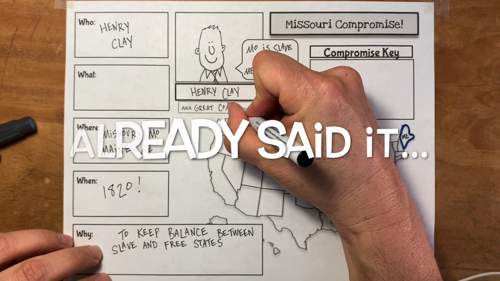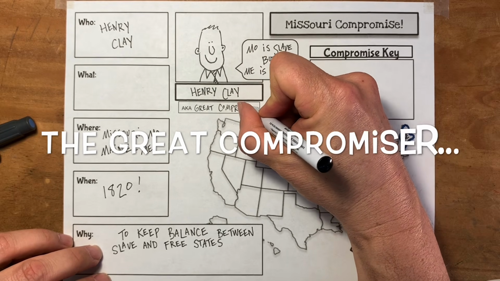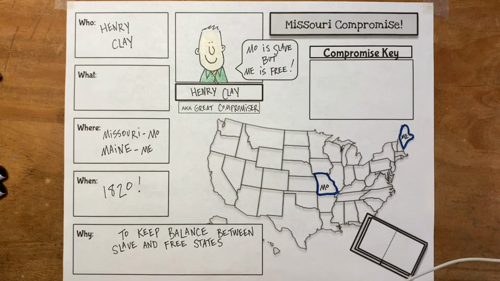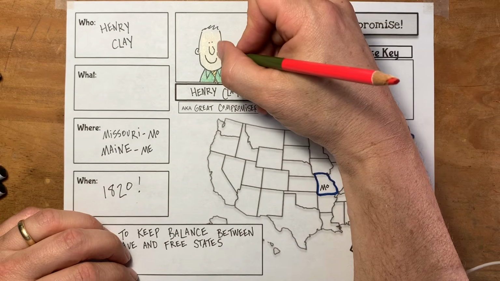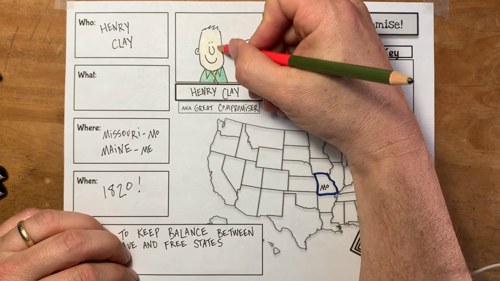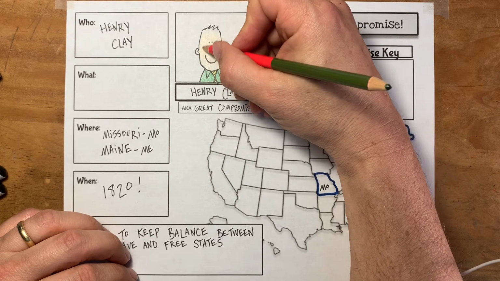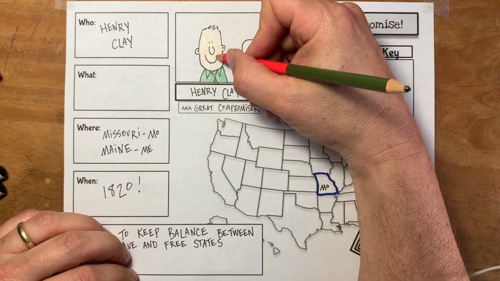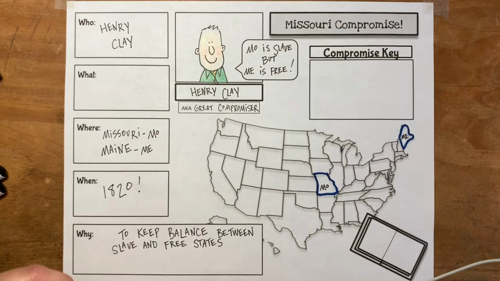So Henry Clay is going to get a nickname out of all this. He's going to become known as the Great Compromiser. I always like to color my Henry Clays when I'm doing my Missouri Compromise. We'll make him a little bit bashful because he's so happy that he gets a nickname. You know, it's always fun when people give you a good nickname. Bad nicknames, maybe not so much, but good ones can put a little red in your cheeks.